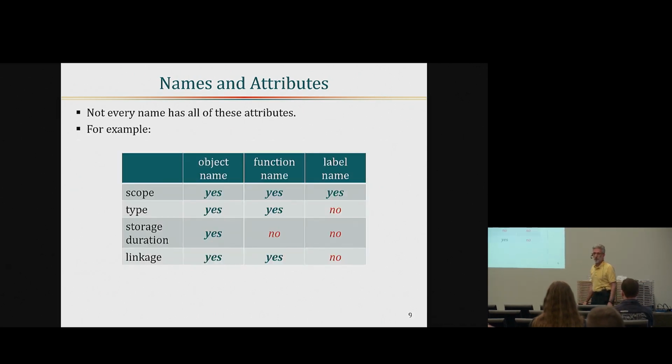So one key point is that names don't necessarily have all the attributes. It depends on the category of the entity. So for example, an object has all of those things. It has a scope, a type, a storage duration, and a linkage. A function name has everything except it doesn't have a storage duration. There's no notion of a function occupying data storage and having a lifetime the way an object does. One of the least used categories is a label. When you write a goto statement, which I hope is very infrequent, you have to have a statement label. Statement labels don't have any of the attributes except a scope.